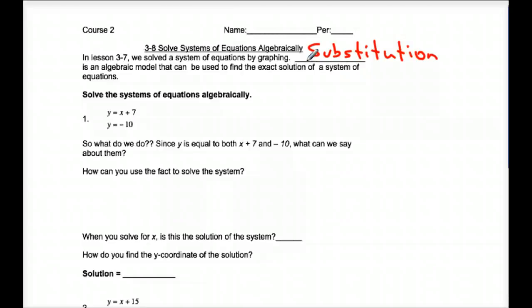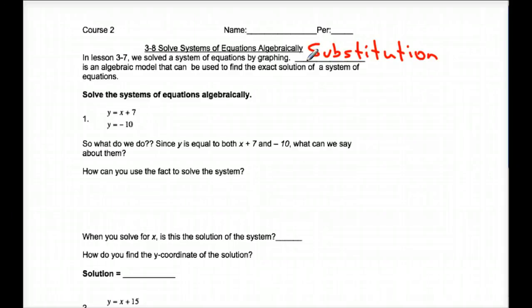So, substitute, I think Harrison had a great explanation. It's taking something and putting it into another place. Does everybody agree with that? Yeah. All right. That's what you're going to do today. You are going to take something that you know and you're going to substitute it into another place.